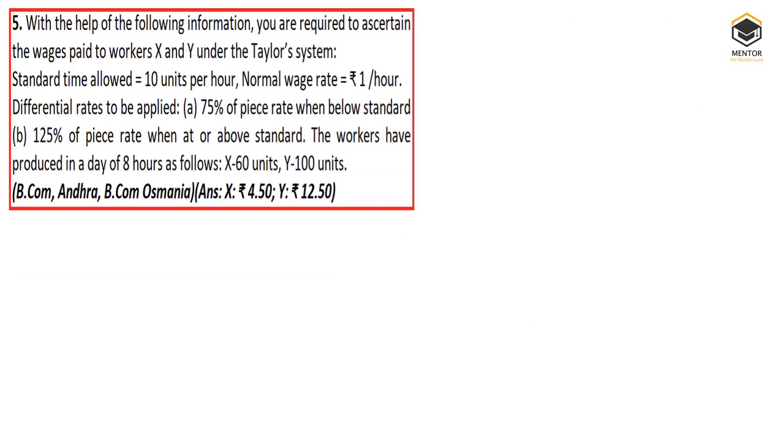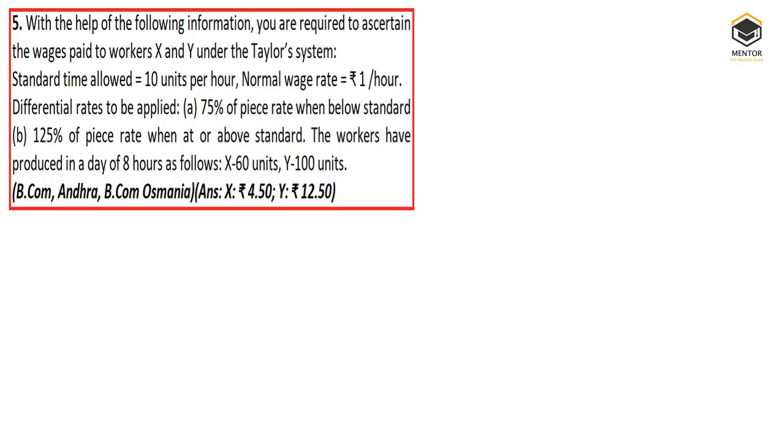Now we will take up the question. With the help of the following information, you are required to ascertain the wage paid to workers X and Y under Taylor's differential piece rate system. The standard time allowed is 10 units per hour. Normal wage rate is 1 rupee per hour. Differential piece rates to be applied as 75% of the piece rate when it is below standard, and 125% when it is above standard. The workers have produced in a day of 8 hours: X 60, Y 100 units.